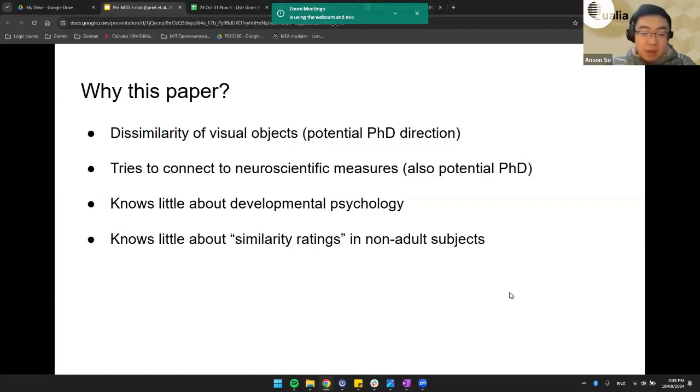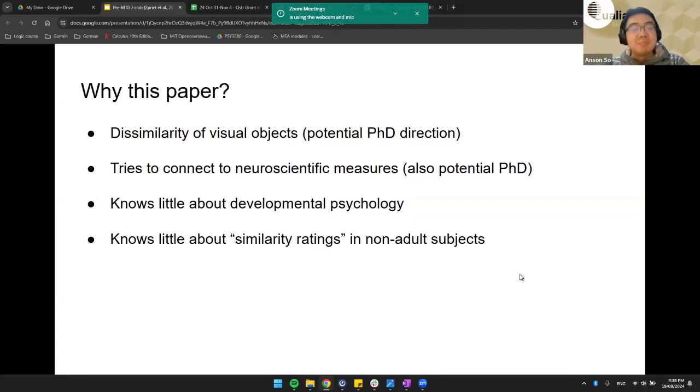On the other hand, the paper has also tried to tie the phenomenology of, in this case, infants' object qualia, so to speak, to some neuroscientific measures like fMRI. And the connection from the phenomenology to the neuroscientific measures is also something that I want to take on in my PhD as well.